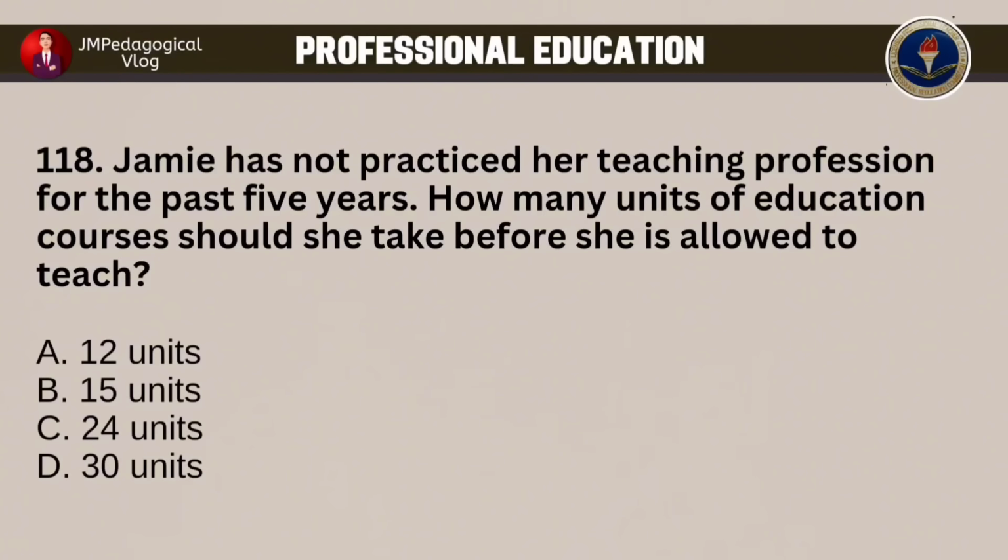118. Jamie has not practiced her teaching profession for the past 5 years. How many units of education courses should she take before she is allowed to teach? A. 12 units. B. 15 units. C. 24 units. D. 30 units. A. 12 units.